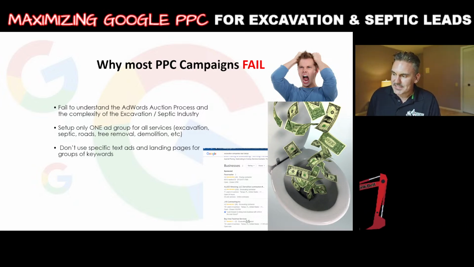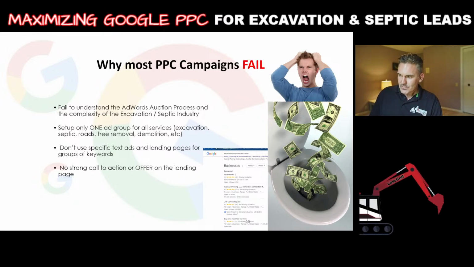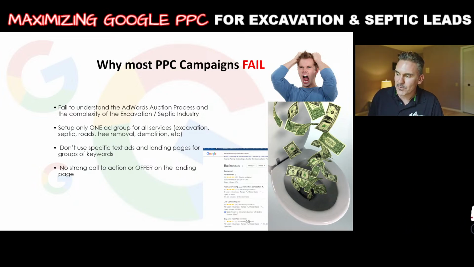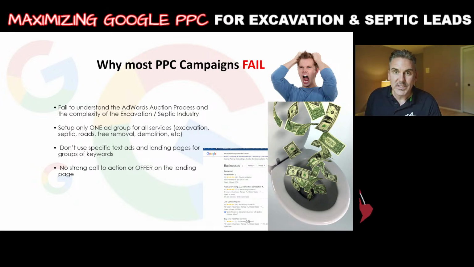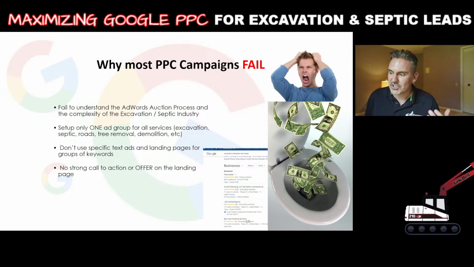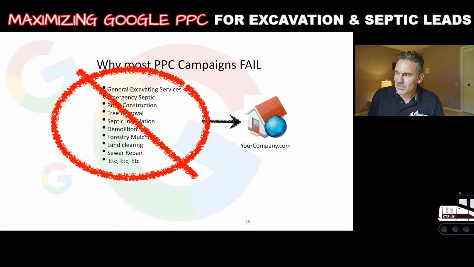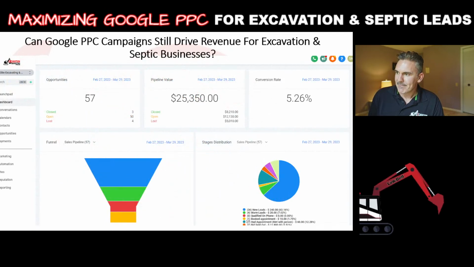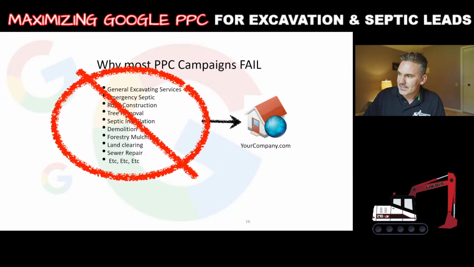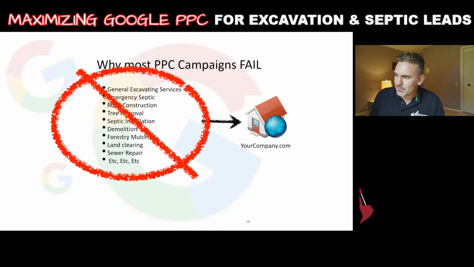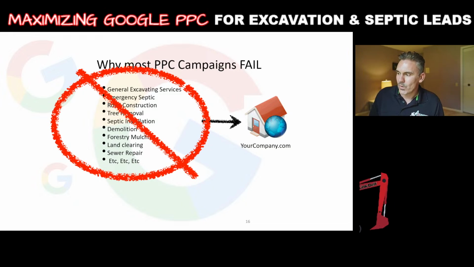Or they don't use specific text ads and landing pages for ad groups of keywords. Or they'll have no strong call to action or offer on the landing page. So the campaigns will get a ton of clicks and no leads. People will go to the landing page and it's just crickets. So we're going to fix all this today. By the way, this image is symbolizing all the campaigns for excavating, emergency septic, road construction, just driving them to one landing page. That also does not work.